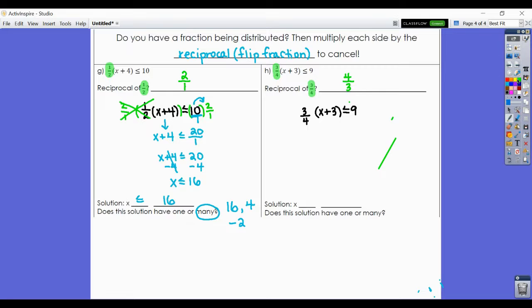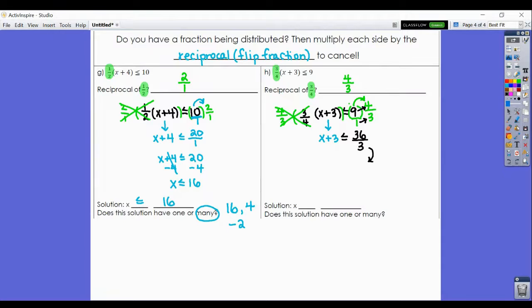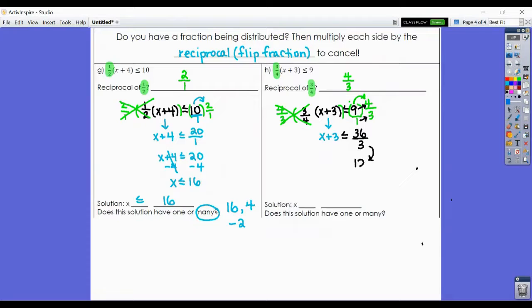When I multiply by 4/3 on the left side, it cancels out with the 3/4 in front of my parentheses, leaving me with just what's in the parentheses, x plus 3. On the right side, make sure you apply the 9 to the numerator, because 9 can always be written over 1. Any whole number works that way. So always apply the number to the numerator. So less than or equal to 36 over 3. Next, we simplify that 36 over 3, which is just doing 36 divided by 3. That gets you 12. And keep the left side as is because we did nothing with it.